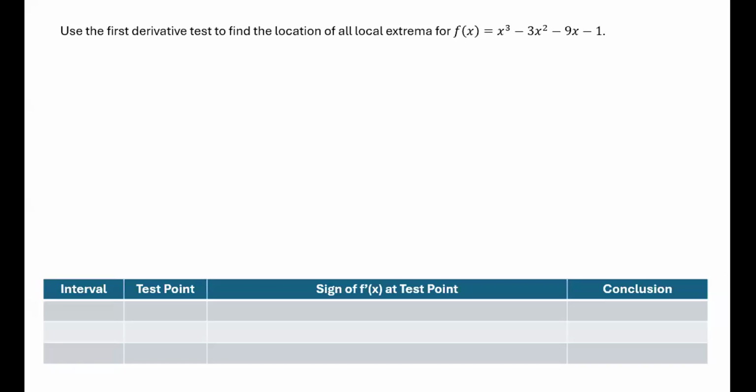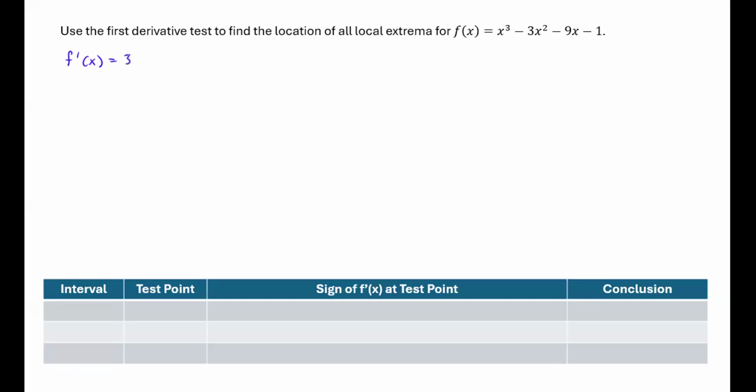So in this example, we're going to use the first derivative test, and we're going to find the extrema for the function x cubed minus 3x squared minus 9x minus 1. So let's go ahead and take our first derivative here. We've got f prime of x. We'll just take the derivative of each term.